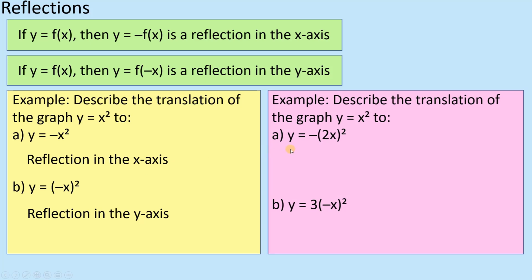Let's have a look at this one. A little bit more involved, so there are a few things going on here now. Describe the transformation. So I'm now looking at combining them here. You've got the 2x inside, which is a stretch by a scale factor of a half in the x direction. And then you've got the minus on the outside, reflected in the x-axis.